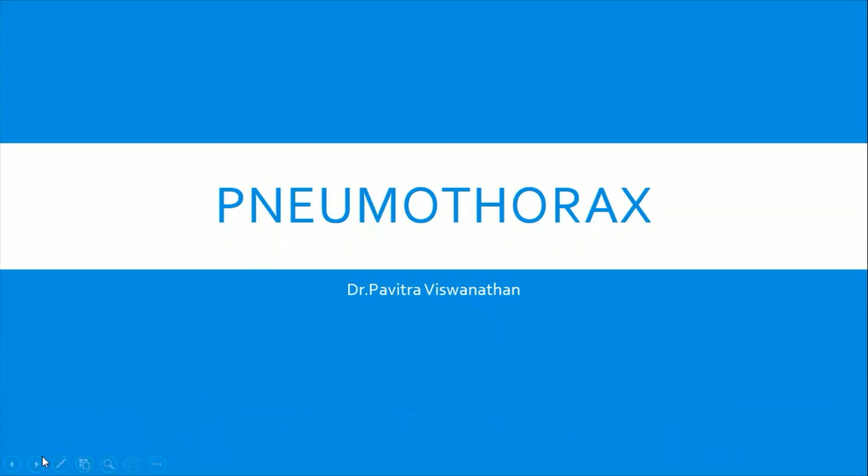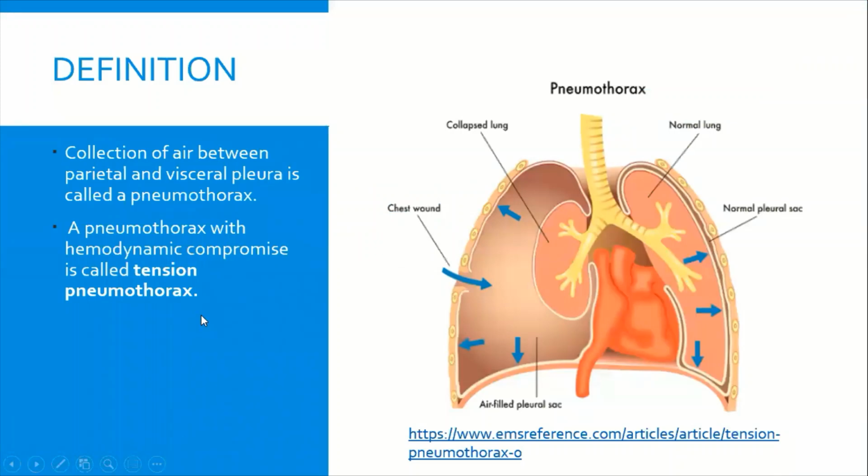Now coming to the topic proper. Whenever a question is asked, start with a definition. What is the definition of a pneumothorax? A pneumothorax is defined as a collection of air between parietal and visceral pleura.